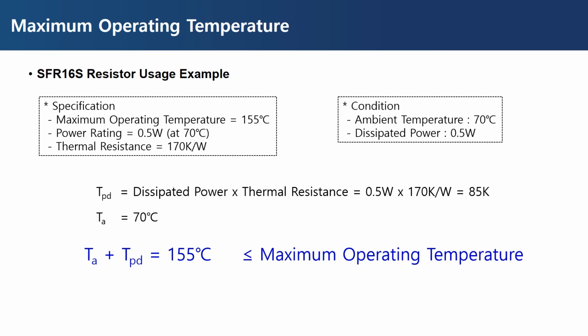This is the same value as the maximum operating temperature, so it can be used under this condition. If the ambient temperature rises above 70 degrees under this condition, the temperature will be higher than the maximum operating temperature and damage the resistor. In this case, you should consider using a resistor with a larger power rating or reducing the power consumption. When the ambient temperature of a resistor can exceed 70 degrees, the power should be limited in order not to exceed the maximum operating temperature.